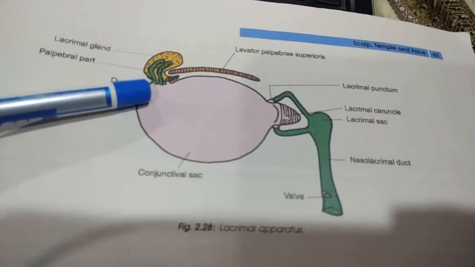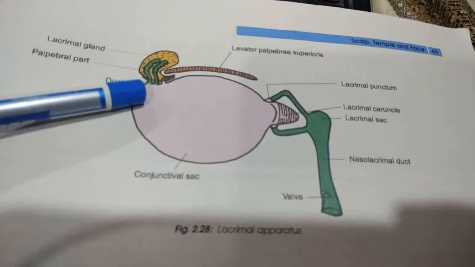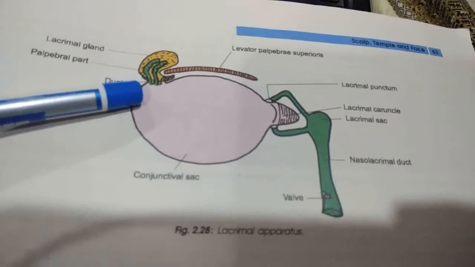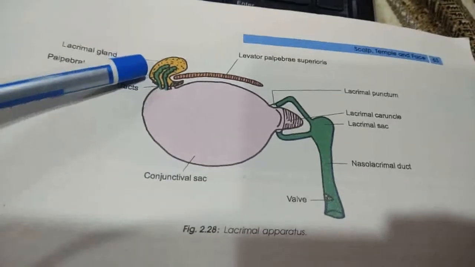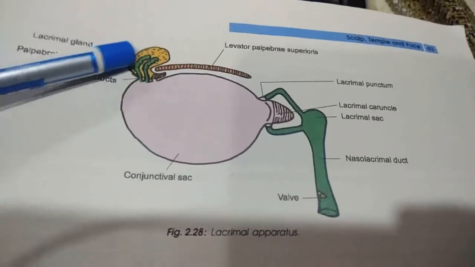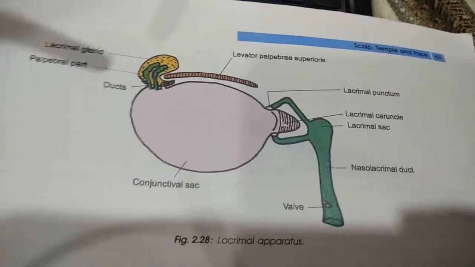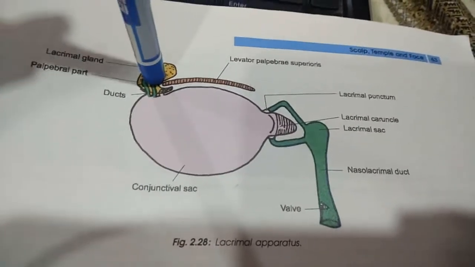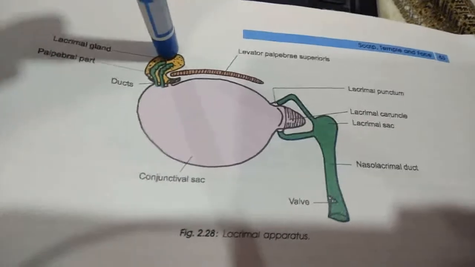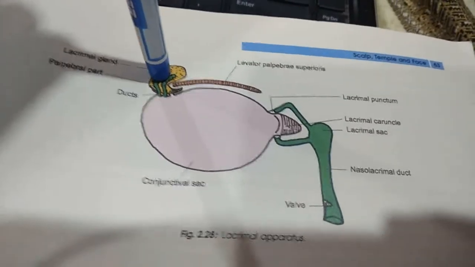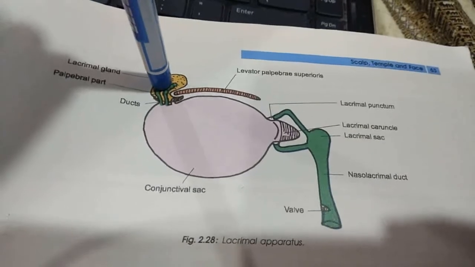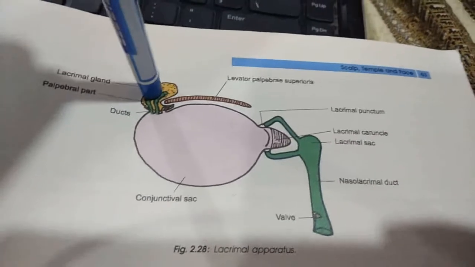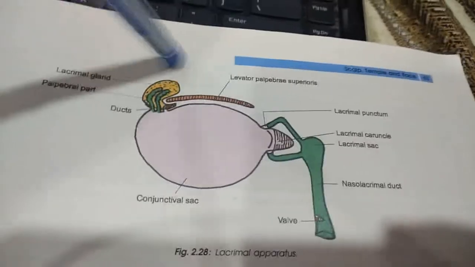So this is the anterolateral part of the roof of the bony orbit, and partly on the upper eyelid. The lacrimal gland is situated there. First we have to tell this is the anterolateral part of the orbit. Which part of the orbit? The roof of the bony orbit, and partly on the upper eyelid.